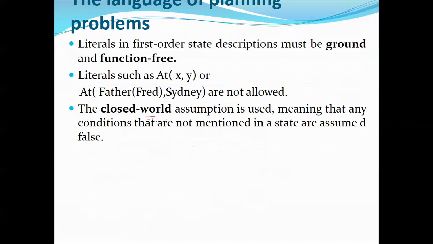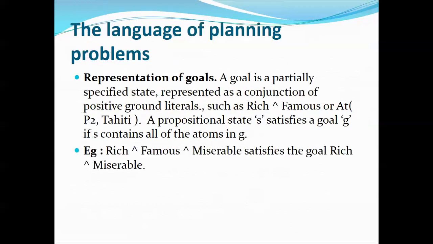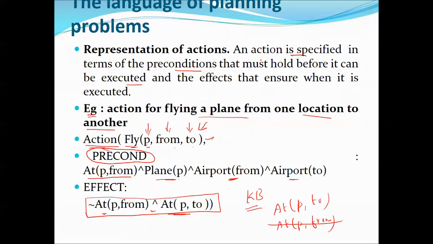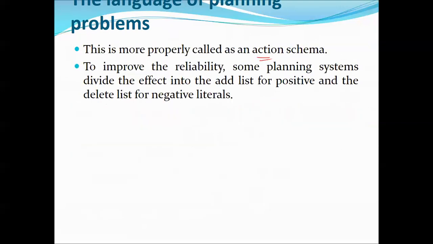And STRIPS follows a closed world assumption. A closed world assumption is one where unmentioned states are considered to be false. Okay, fine. So this is more properly called an action schema. Whatever we are representing here is called an action schema. The action is otherwise called an action schema.